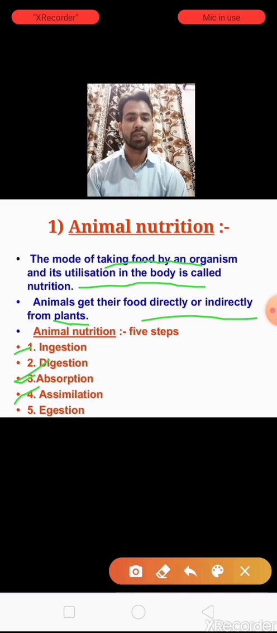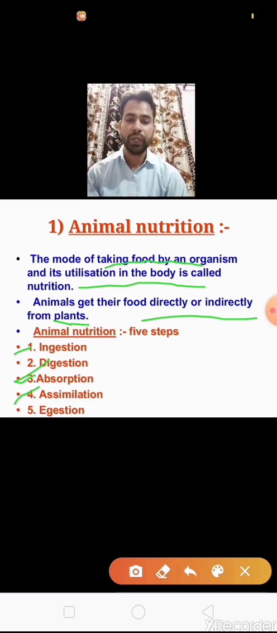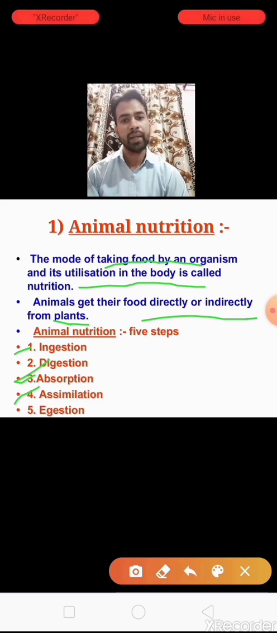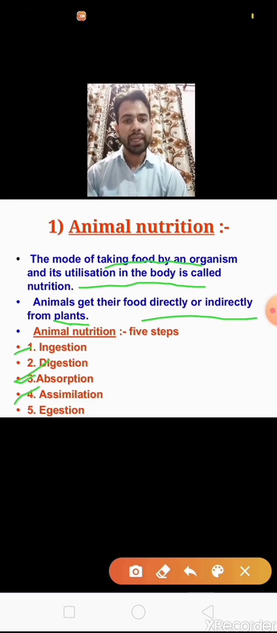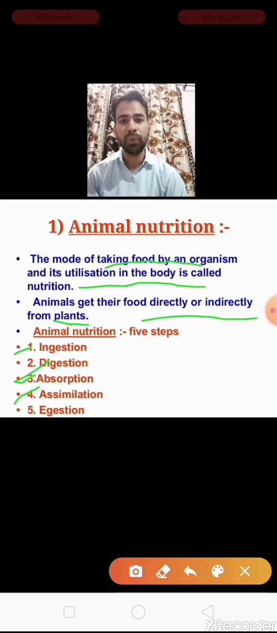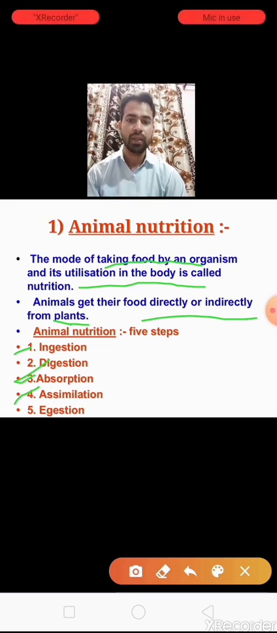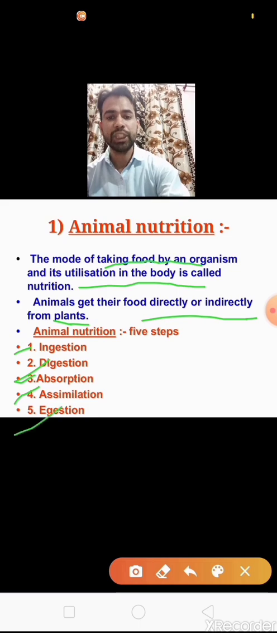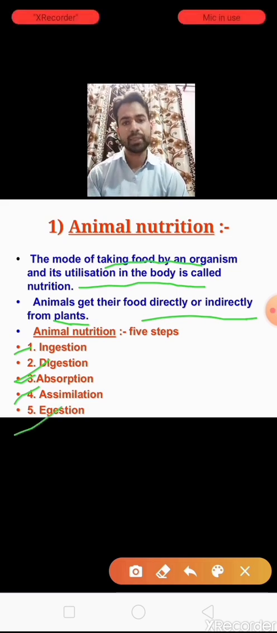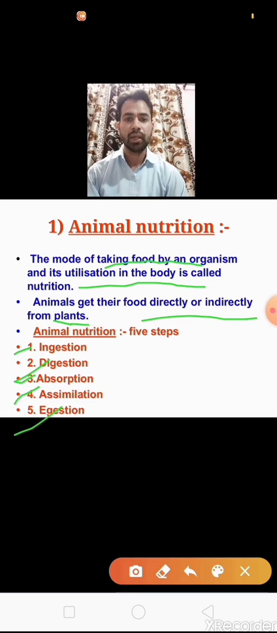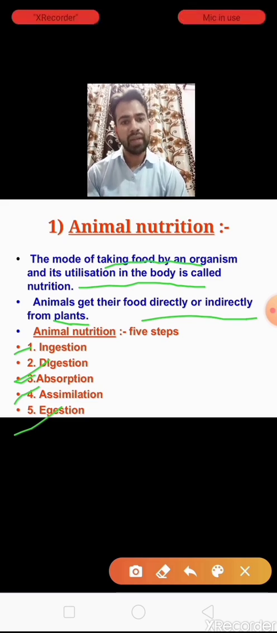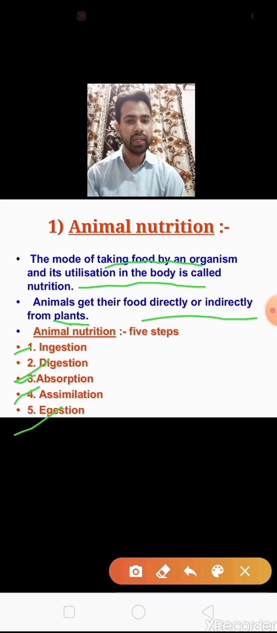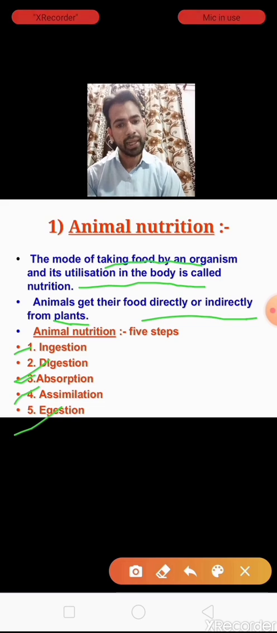Assimilation, that is the food that is absorbed into the small intestine and blood. So in assimilation, the food is transported to various parts of the body. Okay, that is assimilation. Number 5, that is egestion. Egestion is the process by which the undigested food is released from the body. Okay, so these 5 steps of animal nutrition we will discuss in detail.